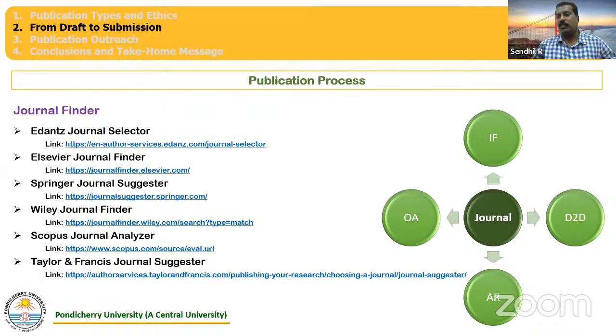So you have to decide which is the most important criterion, whether impact factor, days to first decision, or acceptance rate. Of course, apart from this, there are several other factors. I have highlighted only 4 because usually these 4 will be the deciding criteria for choosing a journal from the list.